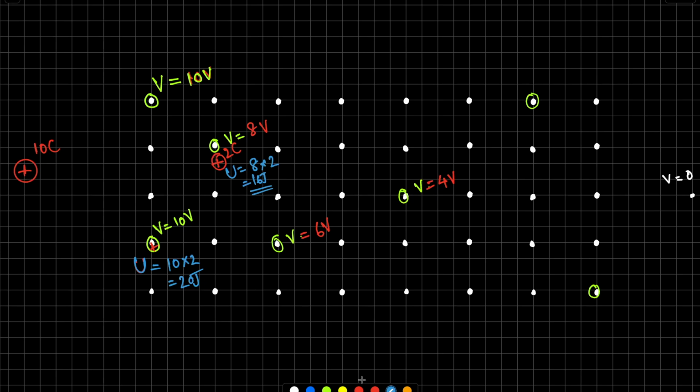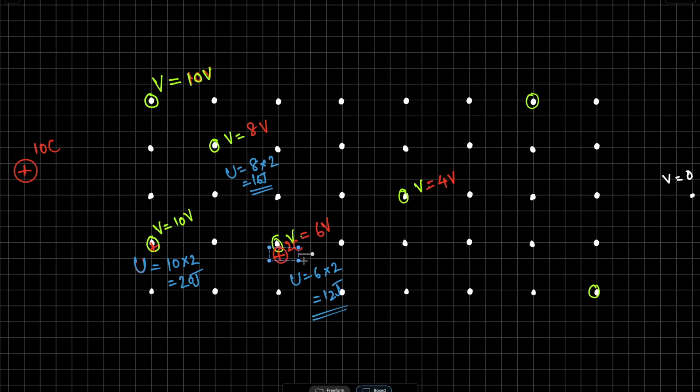I'm going to move it again. I'm going to place the 2 coulomb charge here. Now what will be the energy at this point? U equals 6 times 2. That is 12 joules.